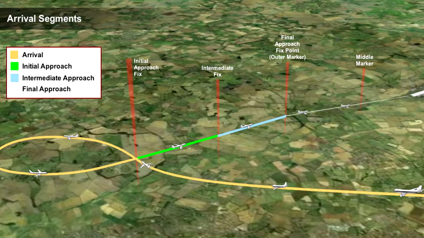Where the intermediate approach segment intersects the glide path, it is called the final approach point, FAP, and is a point in space rather than a fix. Often, however, the outer marker will be heard around about this time.